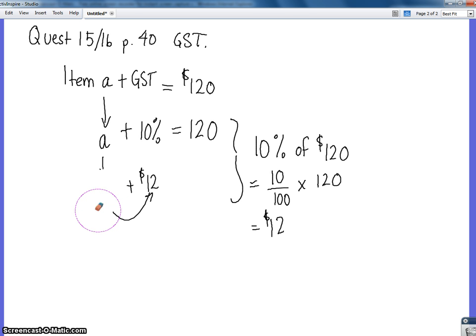$108. And you did that by doing 120 subtract the 12, and all of that should equal the 120, shouldn't it? Yeah. Okay? So now that you know this process, this here, you should be able to do 16 on your own as well. Alright? Does that make sense? Can I explain that better? I got to the 12 bit.